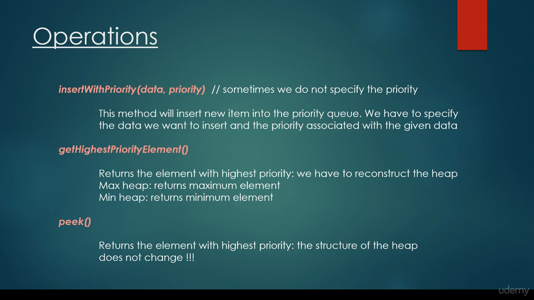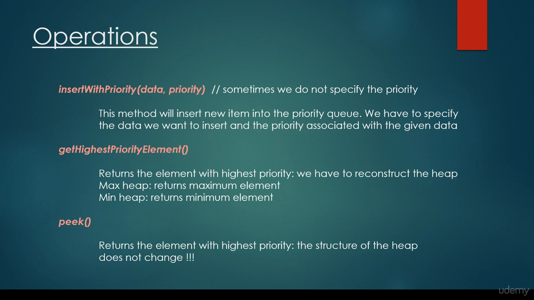We have the getHighestPriorityElement method. It's going to return the element with highest priority. We have to reconstruct the heap every time we return an item because the structure of the priority queue or the heap has changed. For maximum heap it returns the maximum element. For minimum heap it returns the minimum element. We are going to talk about maximum heap and minimum heap. Basically heaps are going to be tree-like structures, and the root of this tree-like structure is going to be the item with maximum value for maximum heap. For minimum heap, the root node is going to be the item with the minimum value.